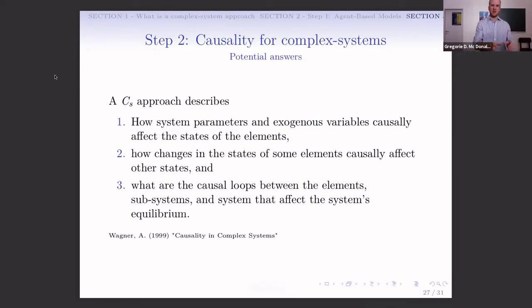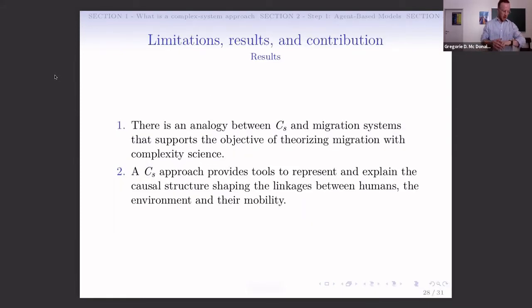Okay, so this is the last slide of section 3, and then I'll move to the conclusion. In any case, I think that we have some kind of potential answers to the problem I introduced in my presentation. A complex system approach can describe how system parameters and exogenous variables causally affect the states of the elements. It can also describe how changes in the states of some elements causally affect other states. And finally, what are the causal loops between the elements, subsystems, and systems that affect the system's equilibrium? Perfect. So I move to the conclusion, and I will be finished in 2 minutes.